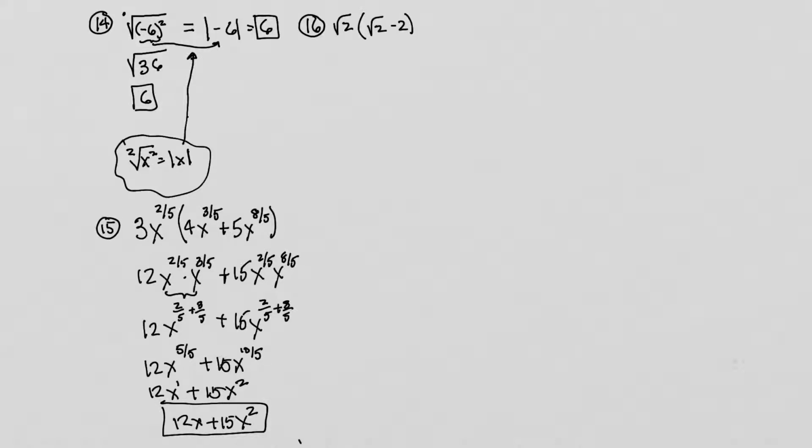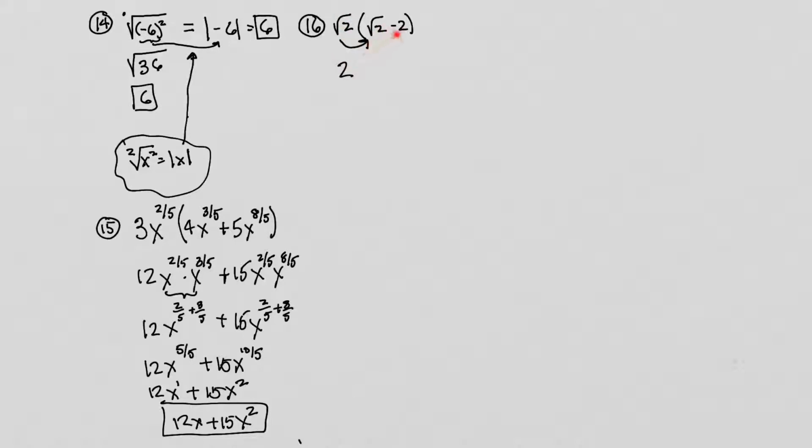Now in 16, we're going to distribute also. Right here we'll have square root of 2 times square root of 2. And we know when you multiply a square root by itself, the radical comes off. So in fact, we don't need to write that radical. Square root of 2 times square root of 2 is just 2. If you want to multiply under, because they're both underneath, square root of 2 times 2 is 4, square root of 4 is 2. But we know when you multiply a square root by itself, the radical comes off.